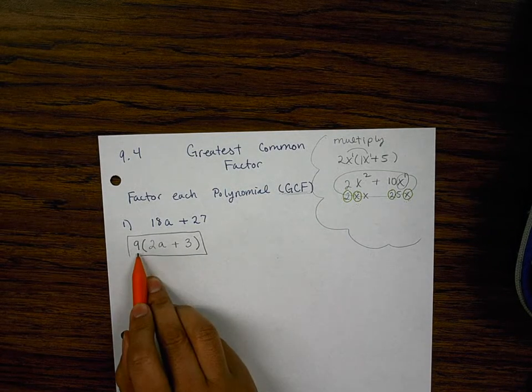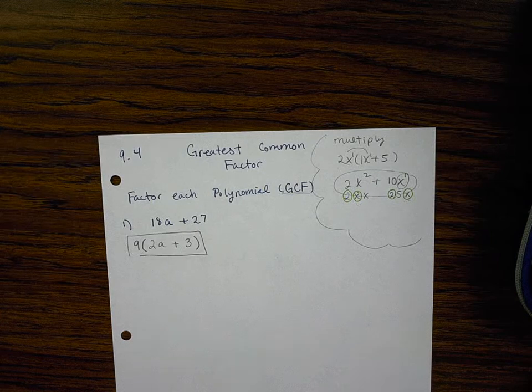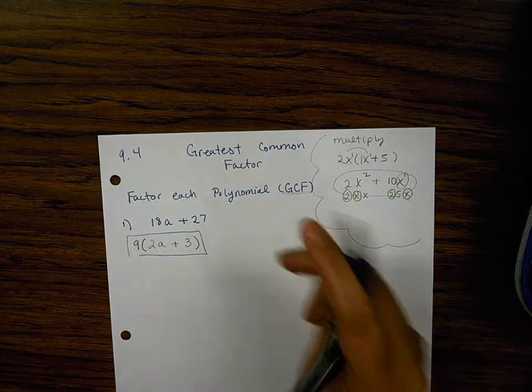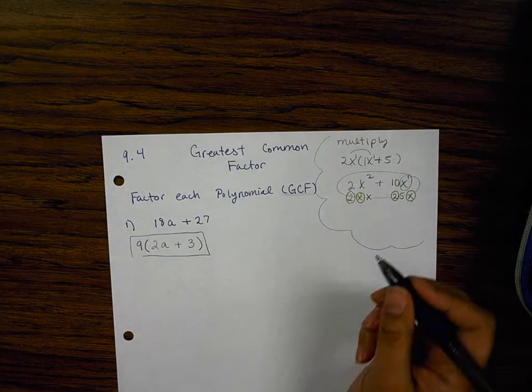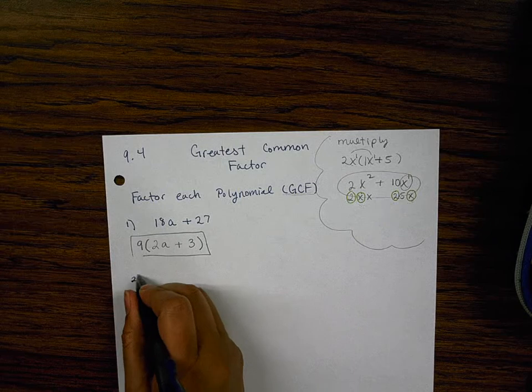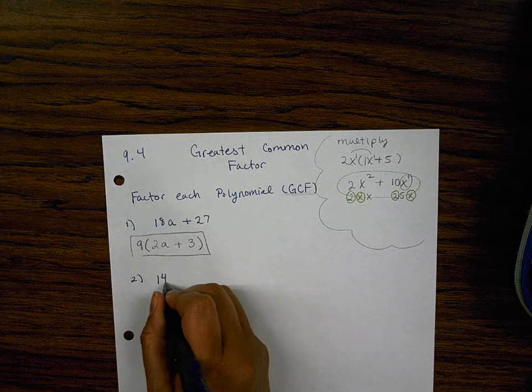If there was still a GCF in here, that means your 9 was not big enough. And we'll get practice as we go looking at some of those. Okay, number 2.